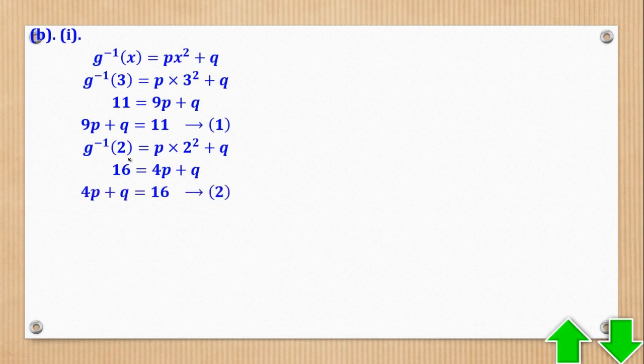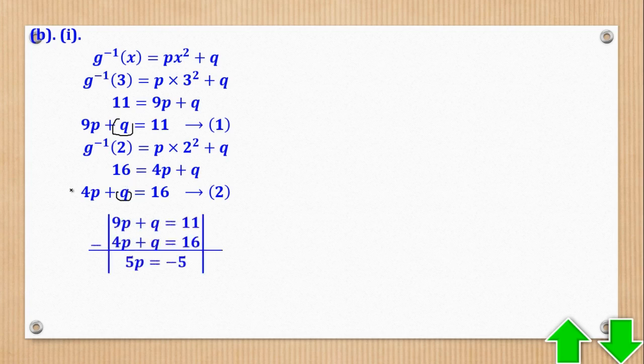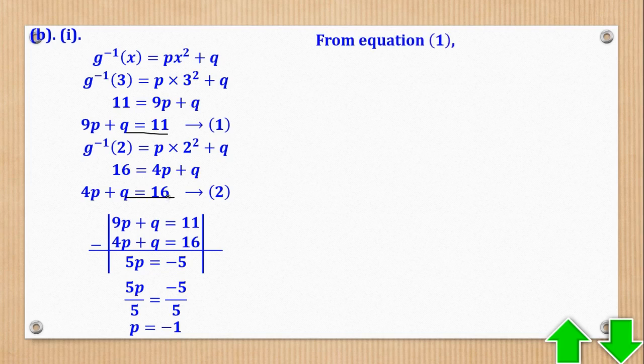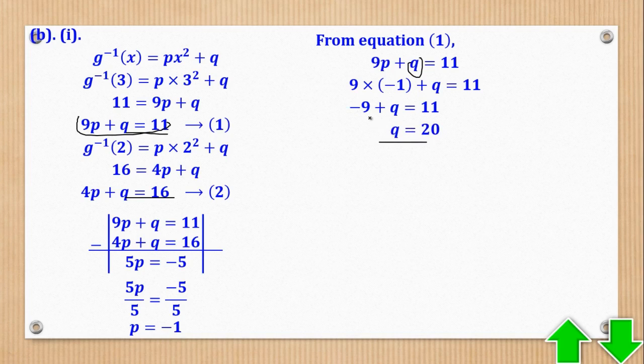Now, these are 2 equations, 2 unknowns we can solve simultaneously. The good thing, this is 2 and this is 2. So when you subtract, the 2 will cancel. So 9 minus 4 gives you 5p. 11 minus 6 gives you negative 5. Divide both sides by 5 to give you p as negative 1. We have got the value of p. We can either use equation 1 or equation 2 to get the value of q. Let's use equation 1. Come and substitute for q. You'll be able to get the value of q as that.